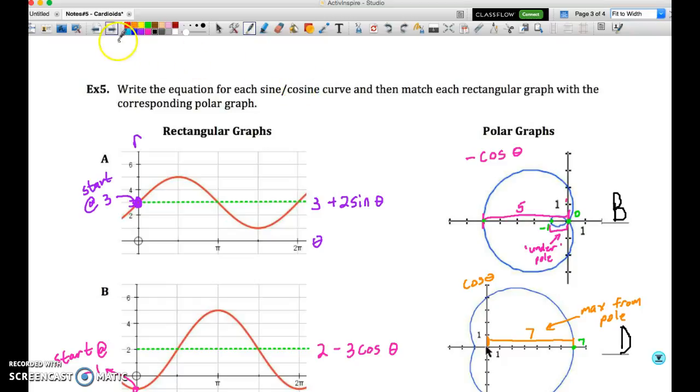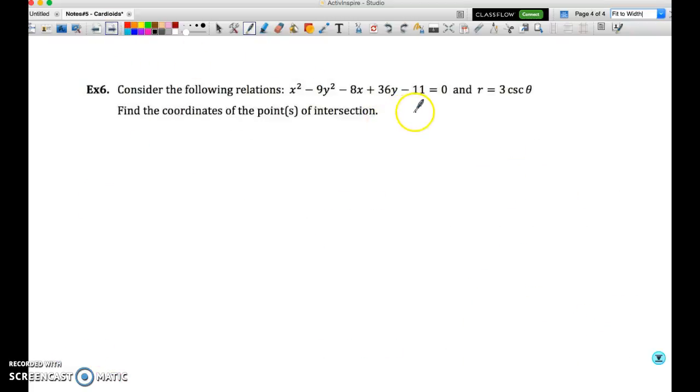Go back to fit to width and jump ahead. And so what we're going to do in this, the final of the skills that we need to learn for today, is to find the coordinates of points of intersection. And so this is essentially solving equations. Points of intersection of a graph are solving an equation. We can do it algebraically or we can do it graphically.